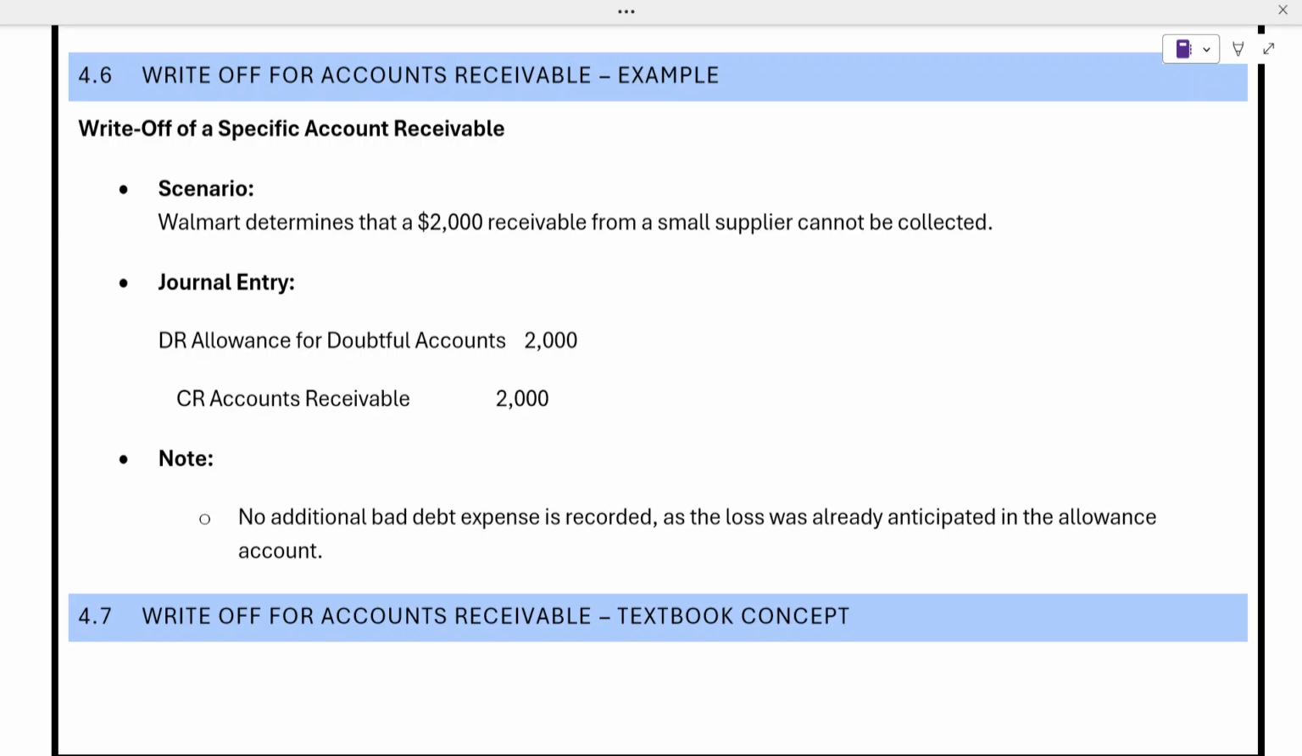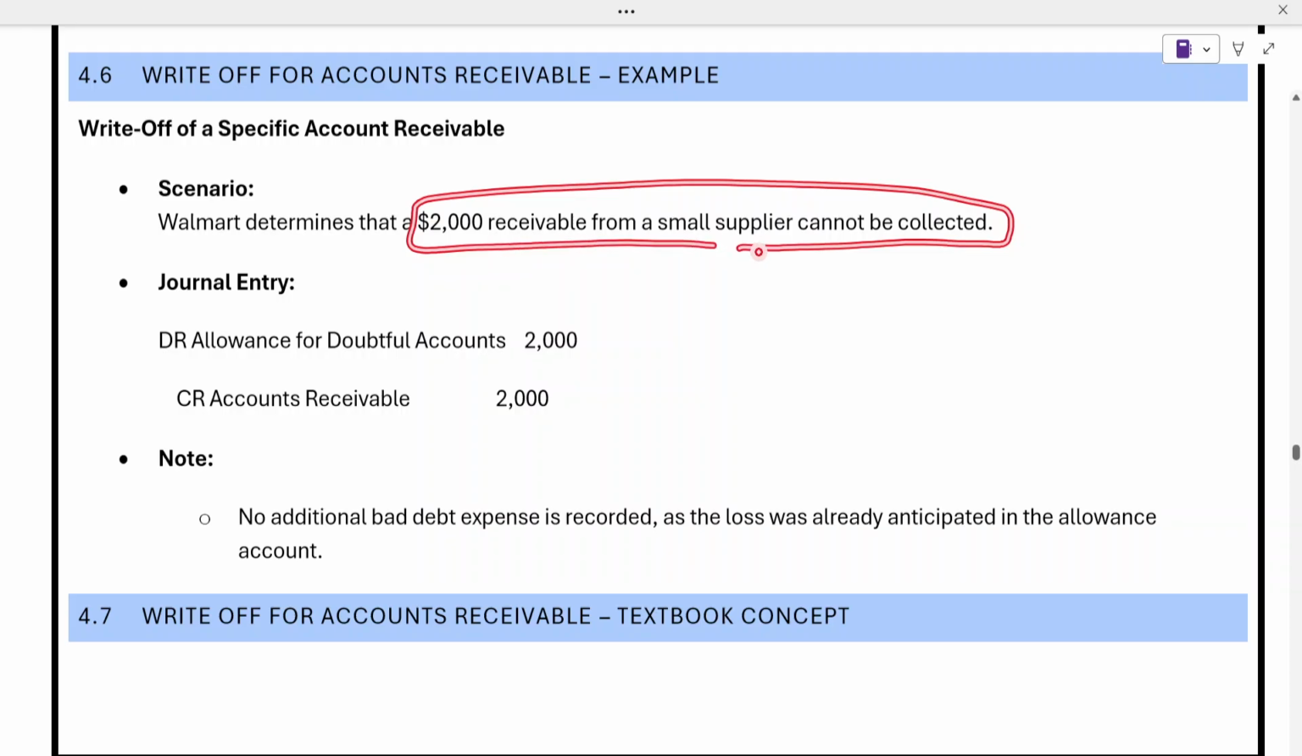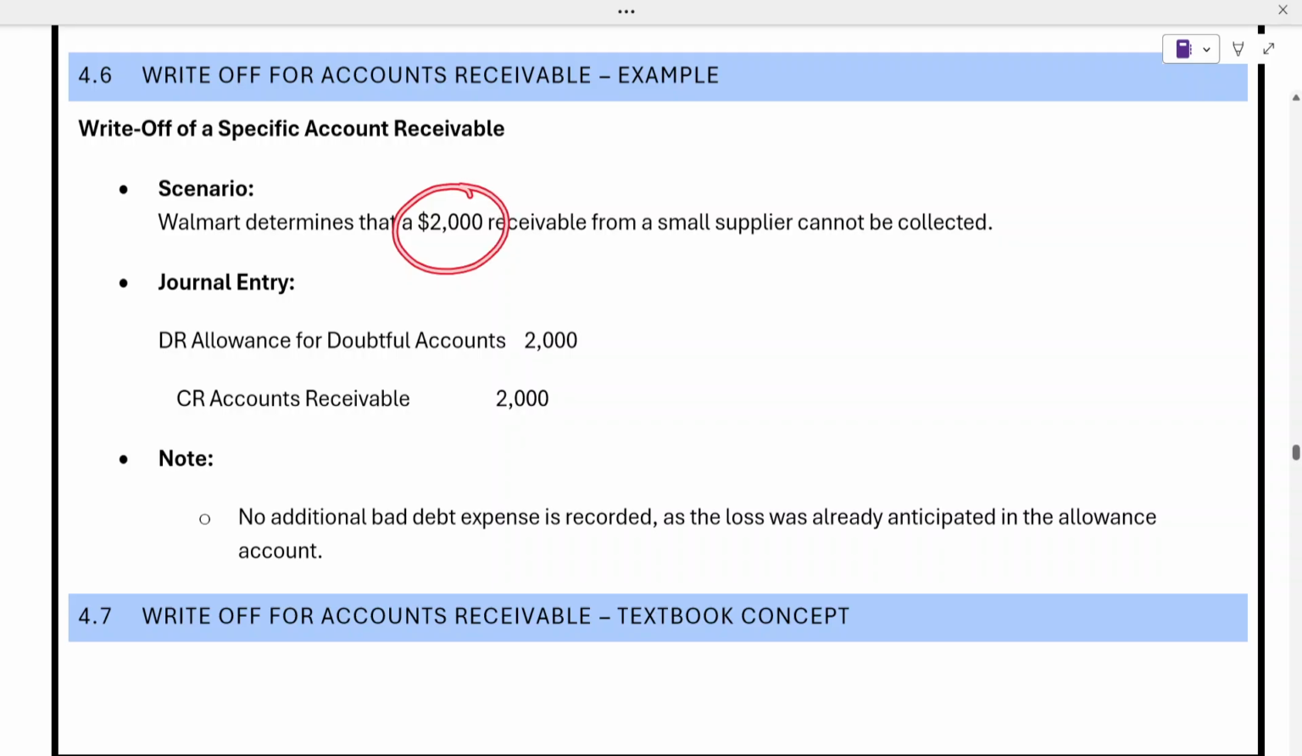Okay, so now let's try to understand write-off of accounts receivable through an example. We know there is a company called Walmart, and they determined that $2,000 of receivables from a small supplier cannot be collected because the supplier has become bankrupt. Now, how do we account for this entry?